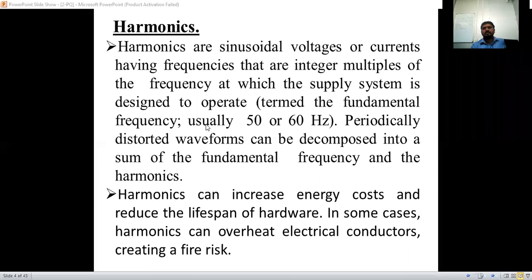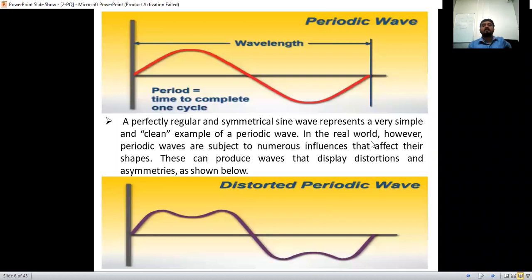We have completed the basic introduction about harmonics, how harmonics will be added, and how the distortion comes. Periodic waveforms, distorted waveforms: the distortion indicates the combination of the periodic wave and the harmonics. We have already discussed this in the previous class.